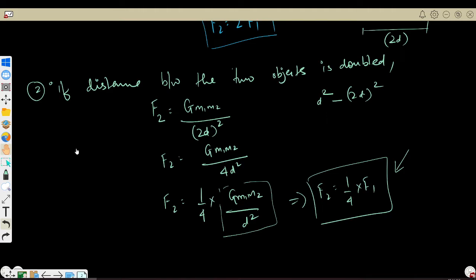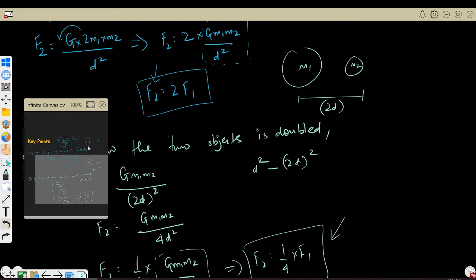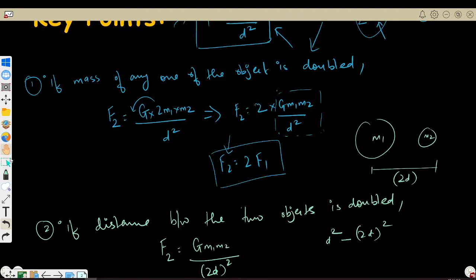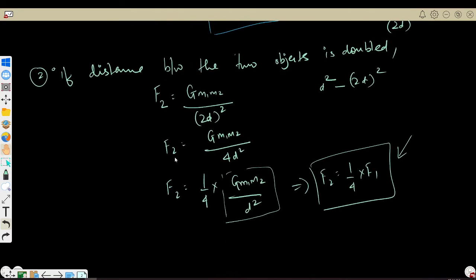They may ask you a question based on modification in the masses or modification in the distance between the two objects. Now in this case, we have only considered that the mass of any one object is doubled. It can also be that the mass of both the objects is doubled. In that case the new force will be 4 times the initial force. And where we considered that the distance between the two objects is doubled, it can also be that the distance is increased by 3 times or 4 times. So it is very easy, you can just try these on your own.